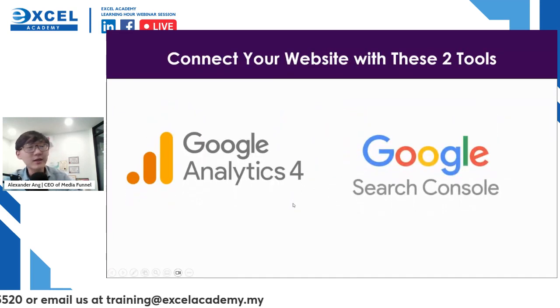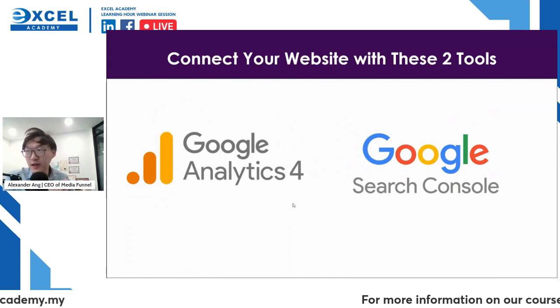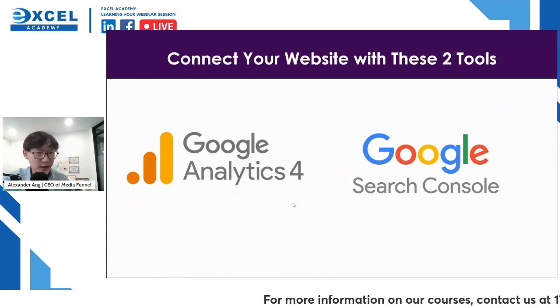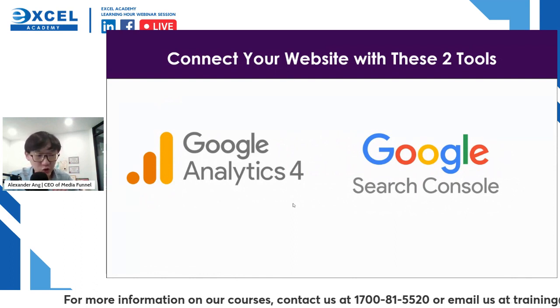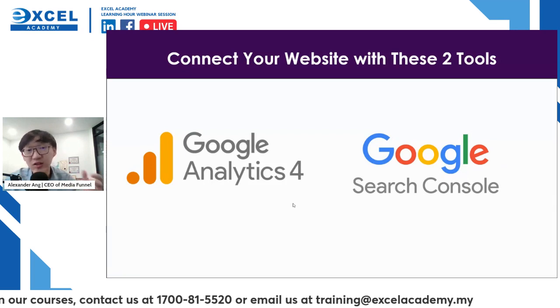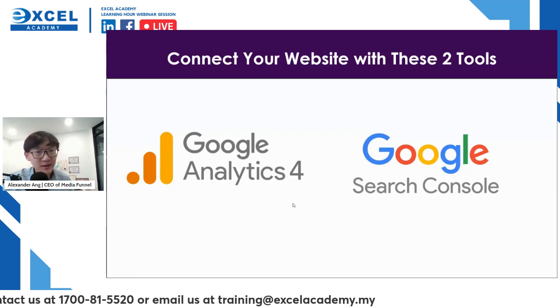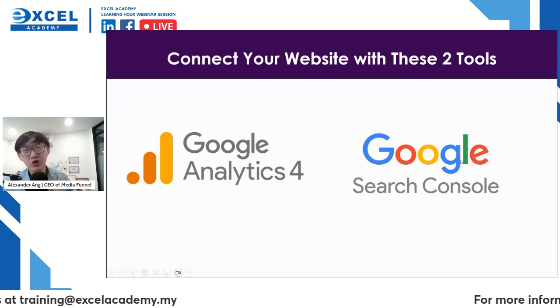All right. The other thing that you will need to install in your website for SEO is these two tools. Number one is called GA4, Google Analytics 4. It's where it measures the user's behavioral journey on how the visitors are interacting with your website. Google Analytics 4. The right-hand side is Google Search Console.